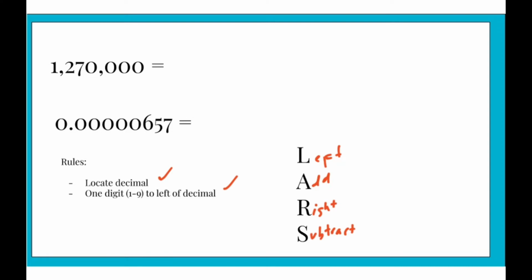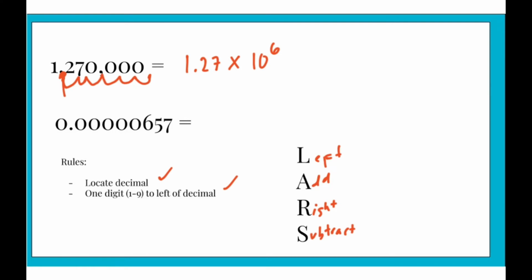Up above, I have that number 1,270,000. Now, there's no decimal, but again, the rule of thumb is the decimal needs to be on the far right. And I'm going to go ahead and move my decimal right in between the 1 and the 2. The reason being is because once I have that decimal there, remember, there's only one digit to the left of that decimal. So, starting from the original decimal, I'm going to move it 1, 2, 3, 4, 5, 6. Moved it 6 places, to the left or to the right? I moved it to the left. So, my number is now going to be 1.27 times 10 to the power of positive 6. Positive 6 because I moved it 6 units to the left, therefore I added to my exponent.